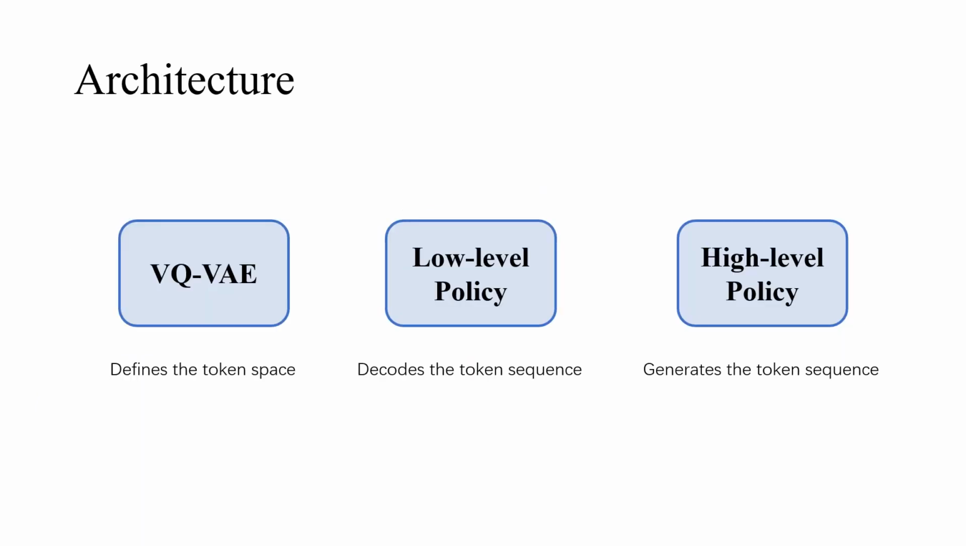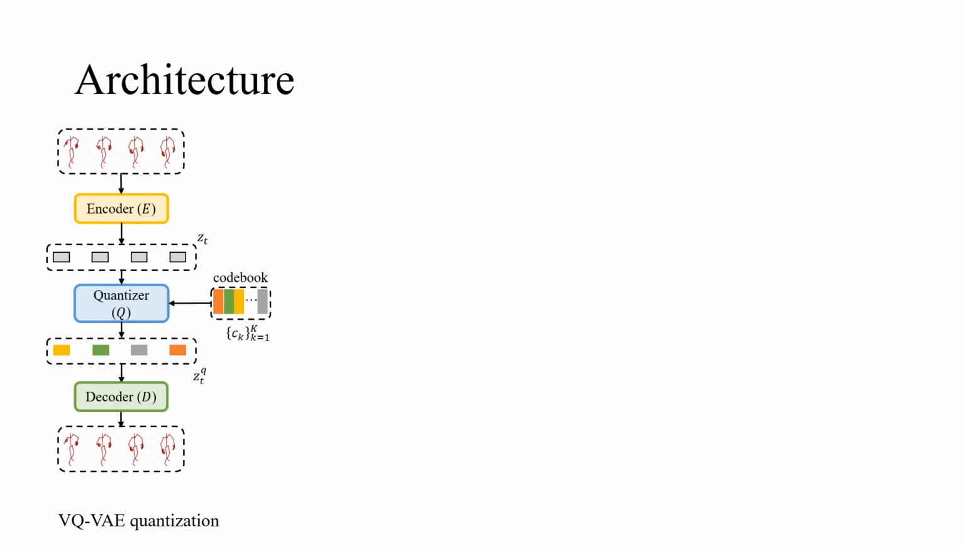Our algorithm consists of three parts: a quantizer that encodes a continuous motion sequence into a discrete token sequence, a low-level policy to decode the token sequence, and a high-level policy to generate the token sequence. To tackle the out-of-distribution issue, we discretize the continuous feature space using VQ-VAE. This discrete token space serves as both the input space of the low-level policy and the output space of the high-level policy.